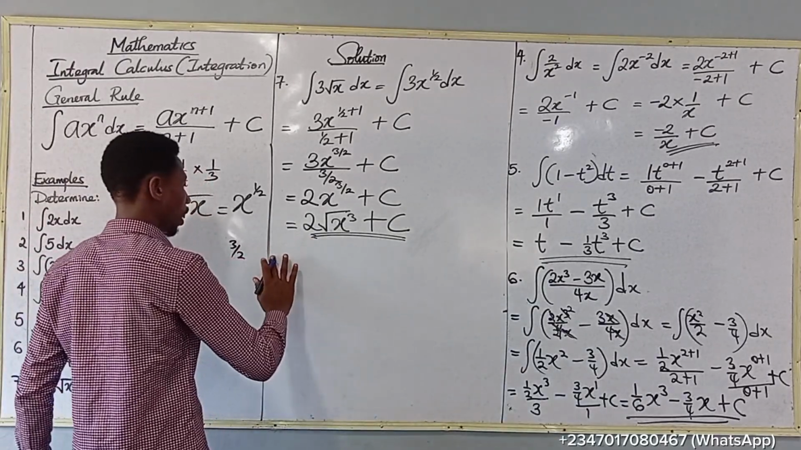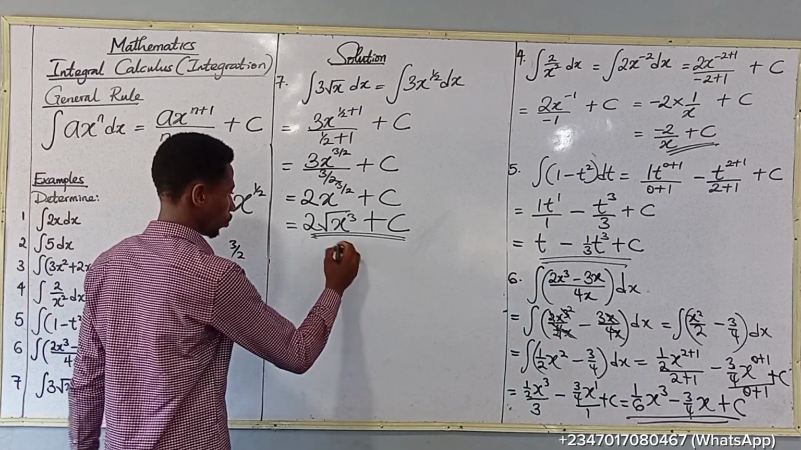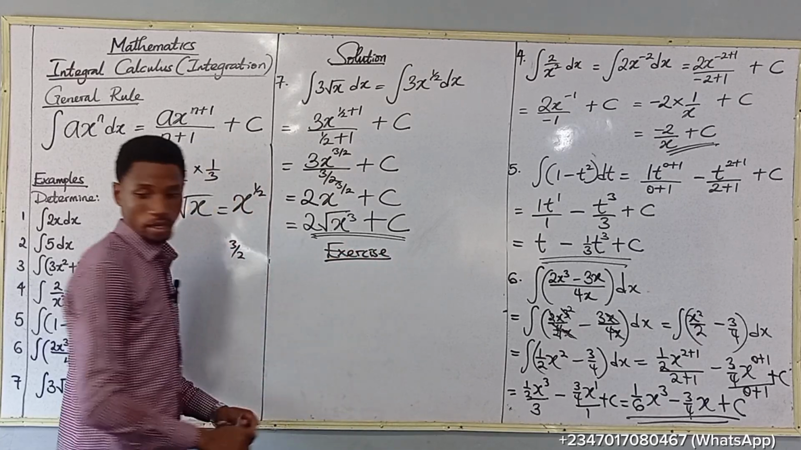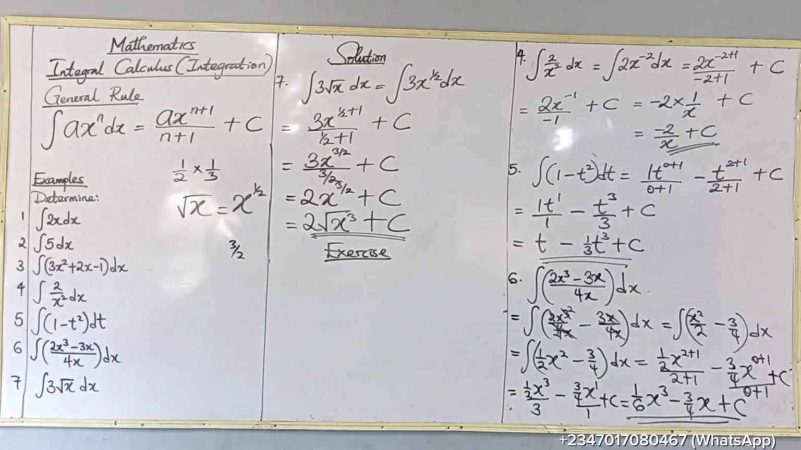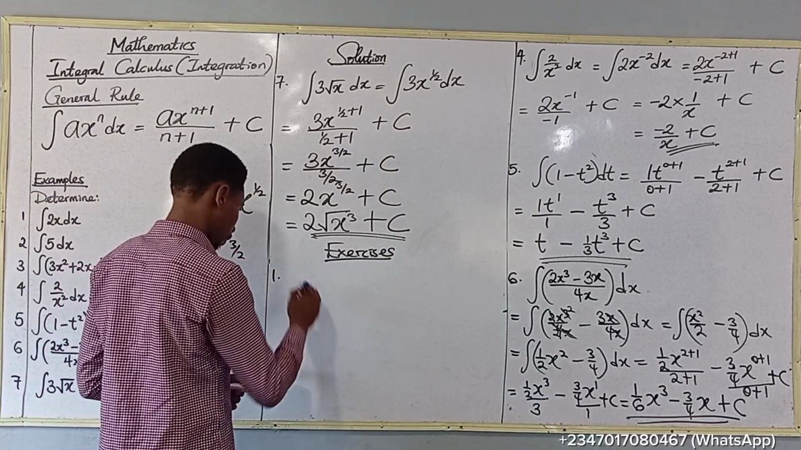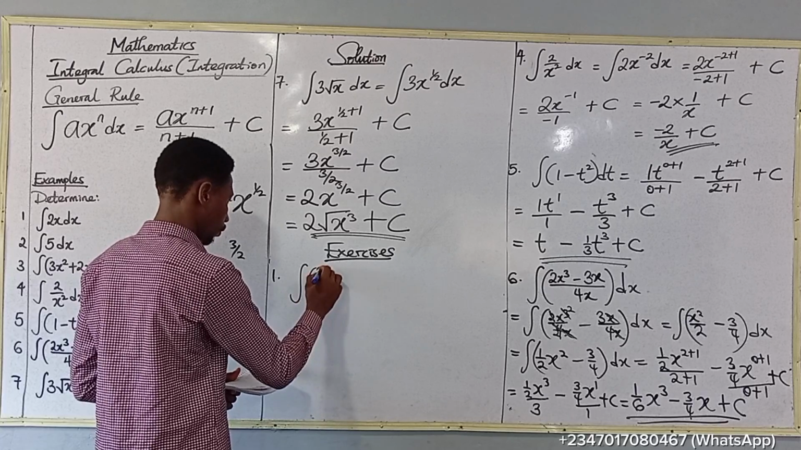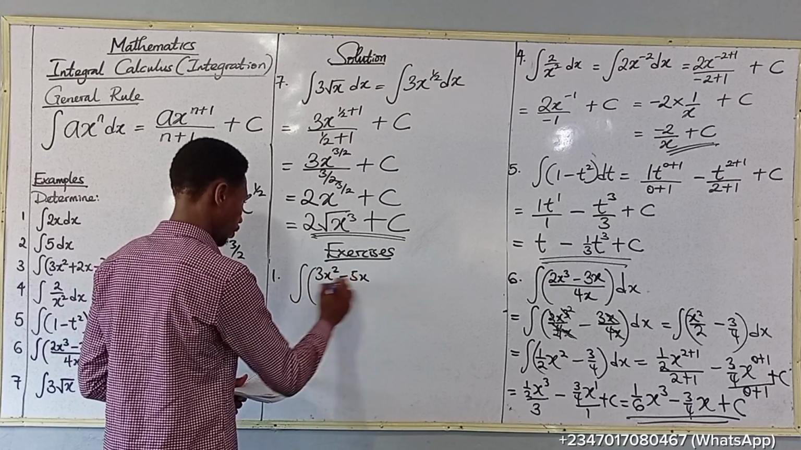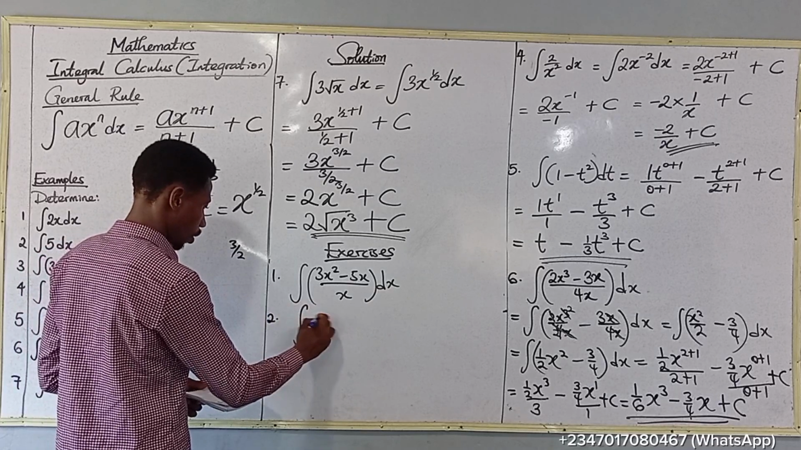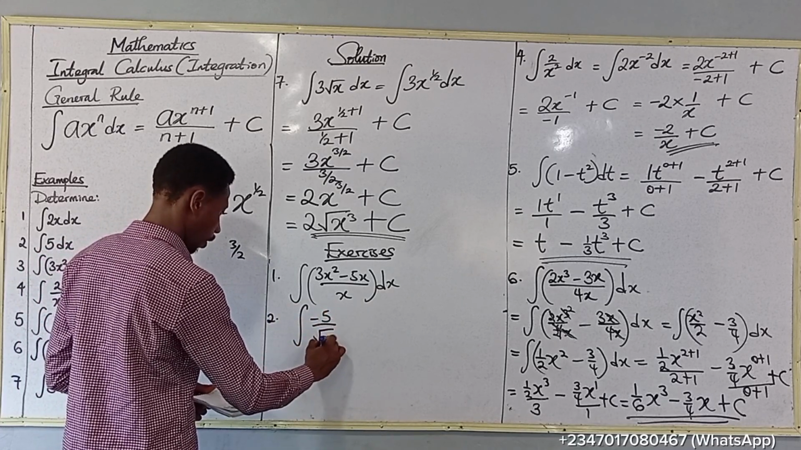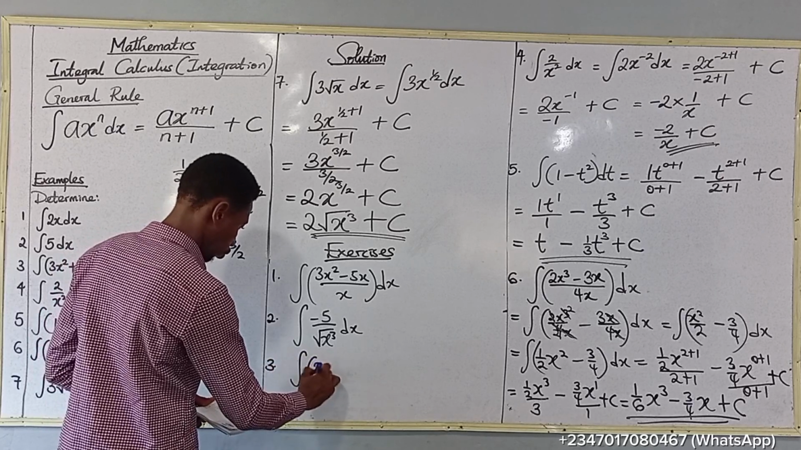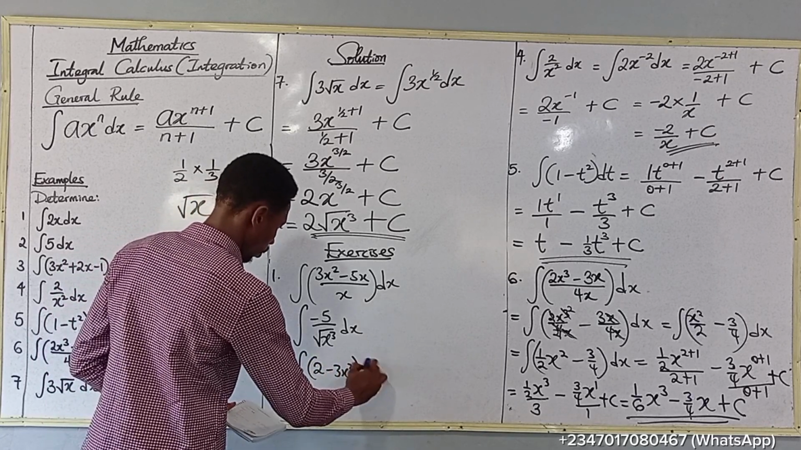That is it about the 7 questions that I have for you. Now, so as not to make the video too long, I'll be dropping the exercises that I have for you for this video. Number 1, determine the integral of 3x squared minus 5x all over x dx. Number 2, the integral of minus 5 over square root of x cubed dx. And number 3, find the integral of 2 minus 3x squared dx.